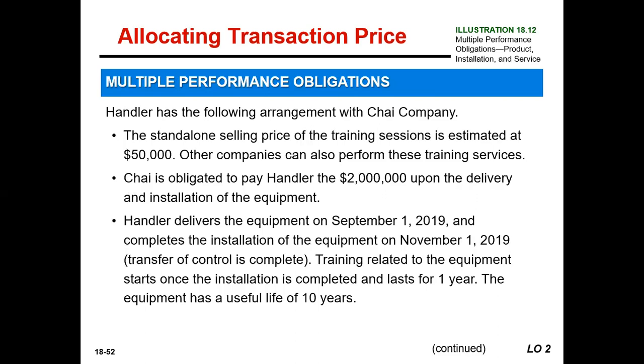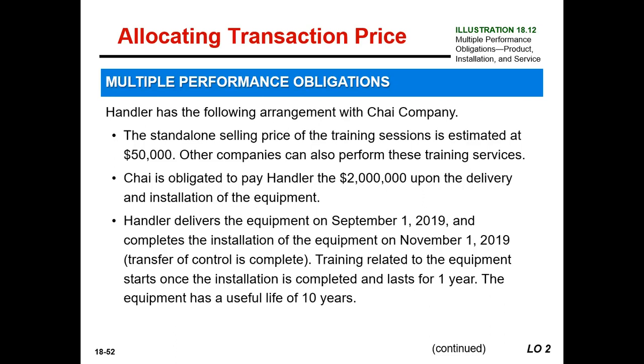So the standalone selling price of the training sessions is estimated at 50,000. Other companies can also perform these training services. So Chai is obligated to pay Handler the 2 million upon the delivery and installation of the equipment. Handler delivers the equipment on September 1, 2019 and completes the installation of the equipment on November 1, 2019. So how many months? September, October, so 2 months.